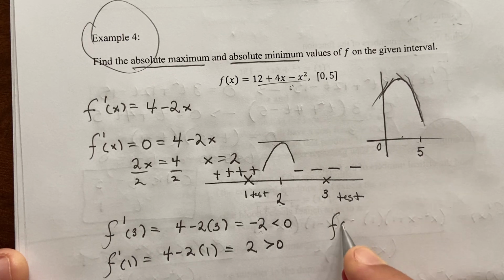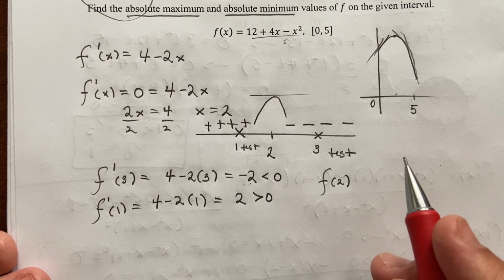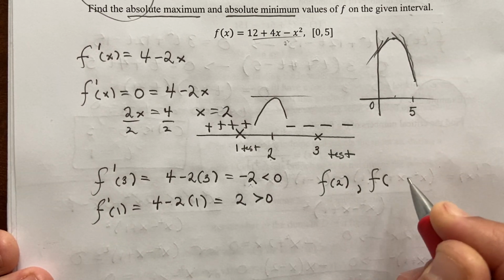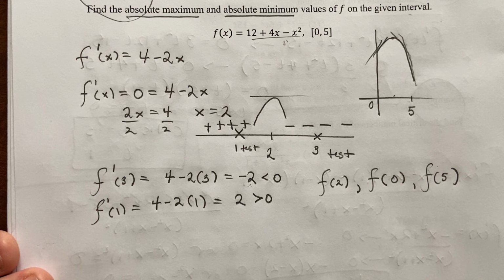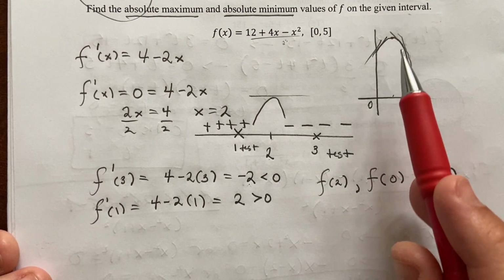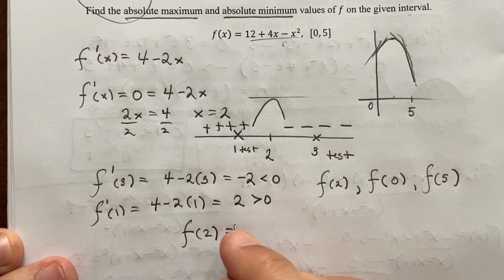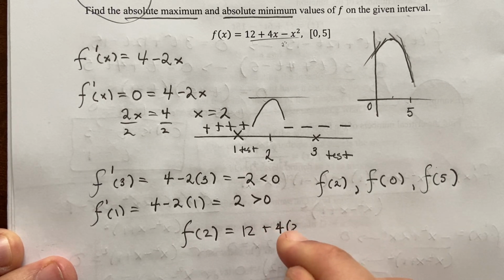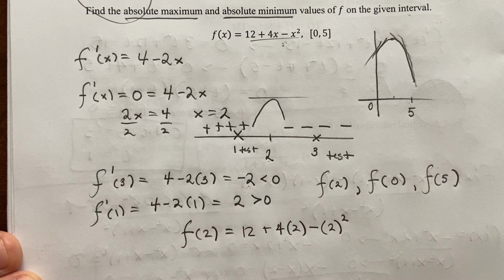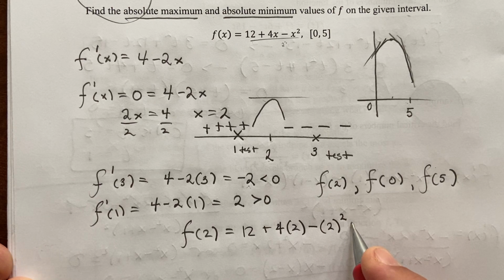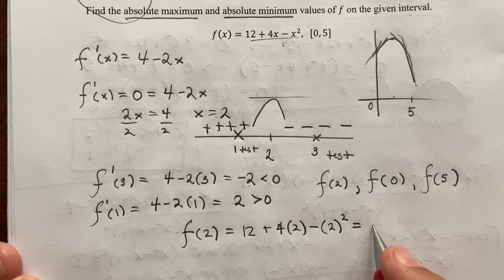So I need to check. I need to find f of 2. You're always going to find the function evaluated at your critical numbers. And then you also need to check the endpoints. So I need to find f of 0 and f of 5 to see what they're doing, because maybe they beat this value. So f of 2 is 12 plus 4 times 2 minus 2 squared, right? I'm plugging 2 into the original function. And out of that, we get a 16.